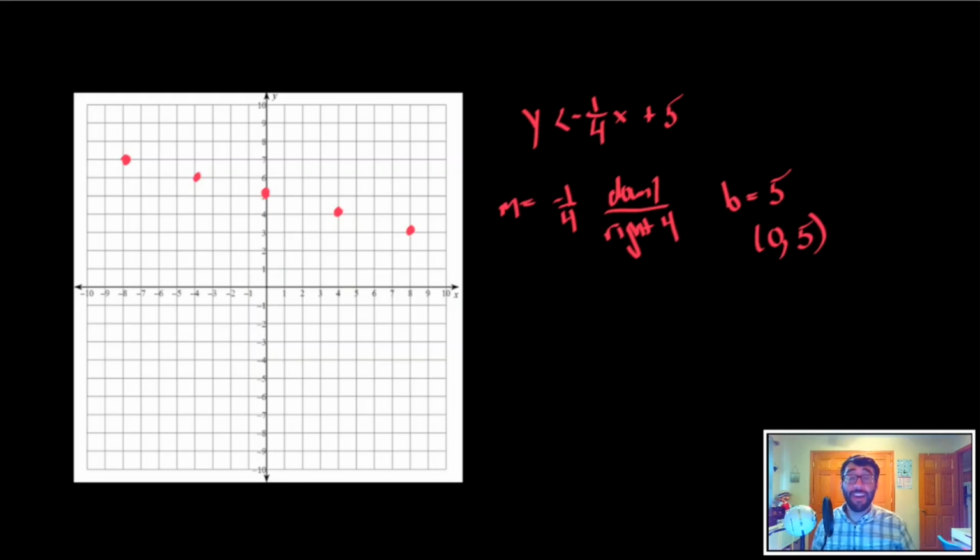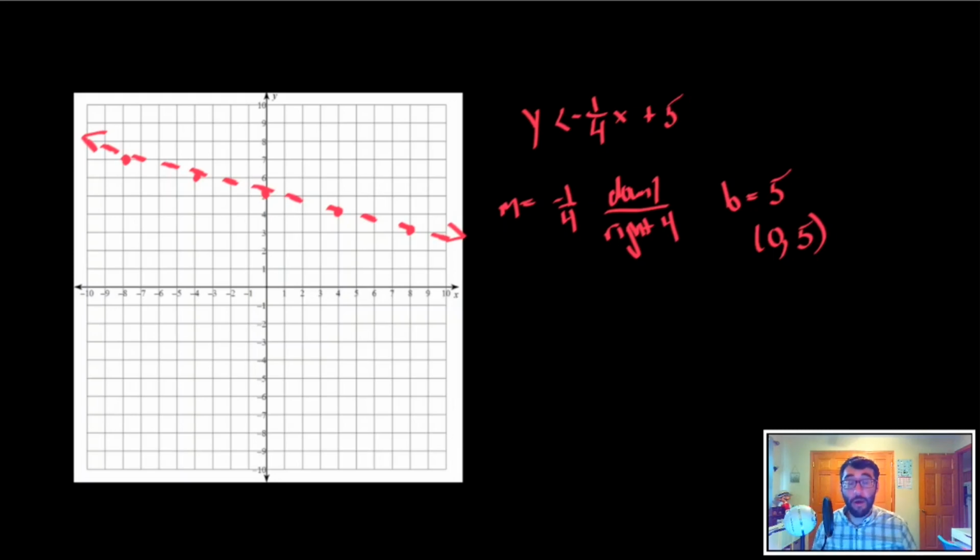And now, this is where it starts to differ from an actual linear equation, because now I have to think, well, am I going to connect these points with a solid or dashed line? Now, since this is not or equal to, we're going to be using a dashed line. So I'm just going to connect these with a dashed line, the best that you can. Mine's not going to be perfect. That looks good enough to me. So a dashed line because it was not or equal to.